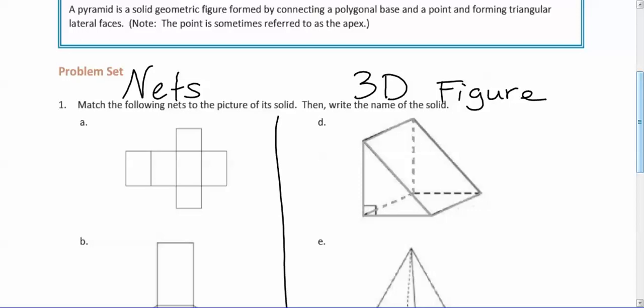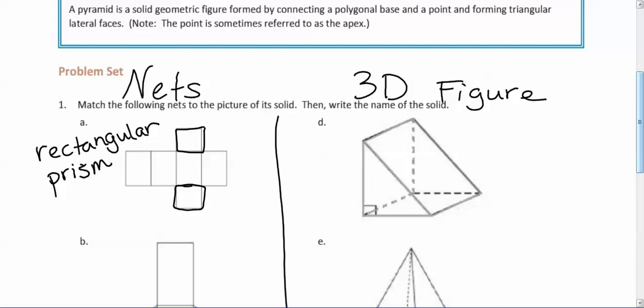So A is what we would call a rectangular prism. All right, so we're pretty much dealing with prisms versus pyramids. And what you'll notice with a prism is that, let me reword that, with rectangular prisms, we have two bases, okay? We have a matching base. One would be the top, one would be the bottom, all right?